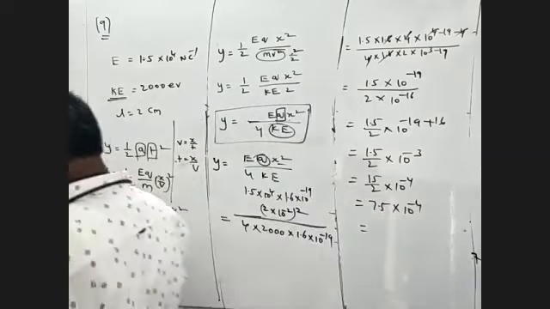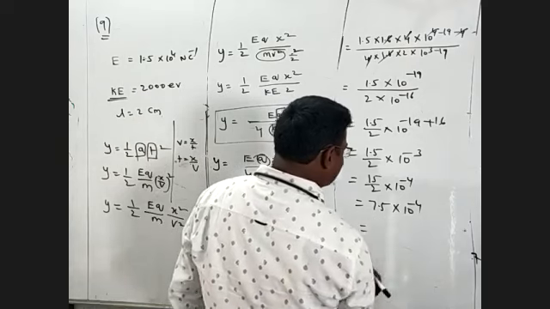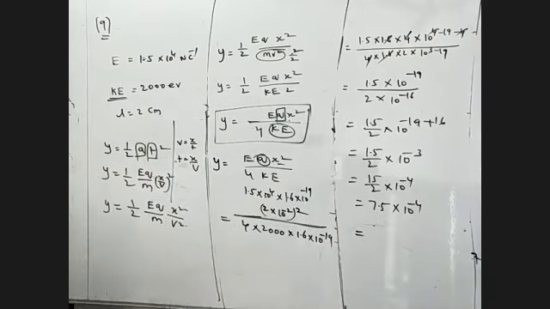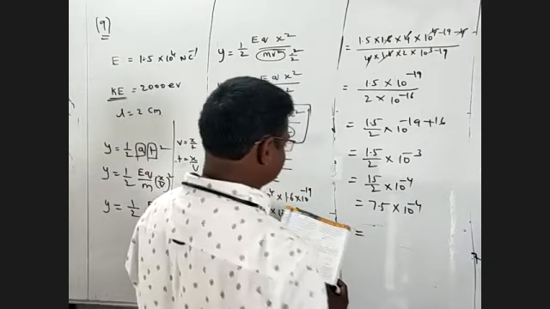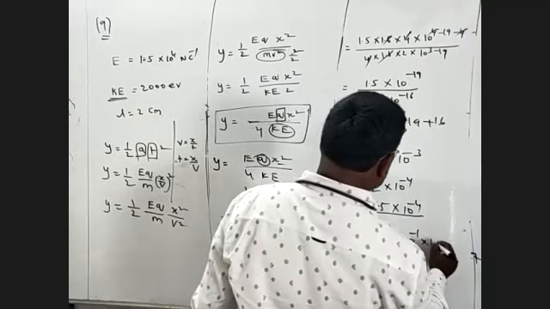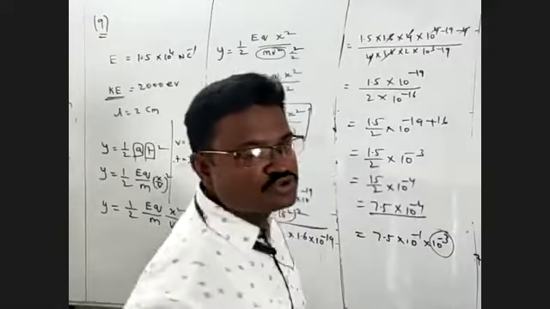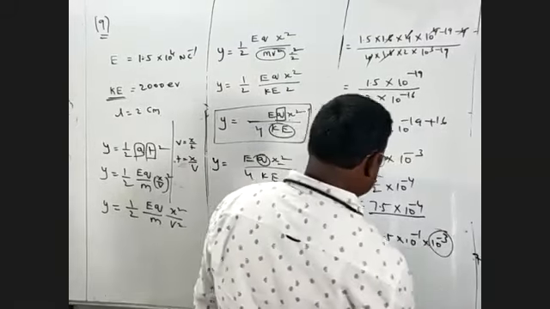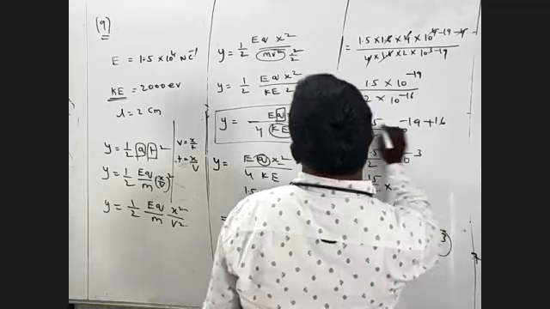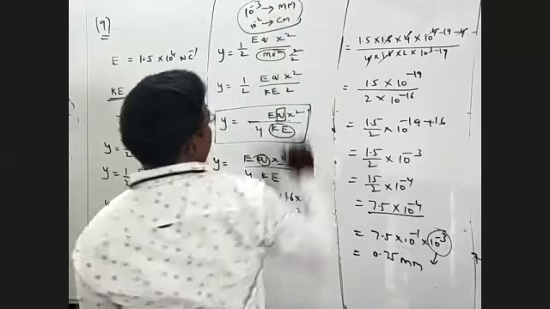This is converted to milli. 7.5 into 10 power of minus 1 into 10 power of minus 3. 10 power of minus 3 means milli, and 10 power of minus 2 means centimeter. So this is 0.75 millimeter. Keep in mind that 10 power of minus 3 means millimeter and 10 power of minus 2 means centimeter. That is the short answer.